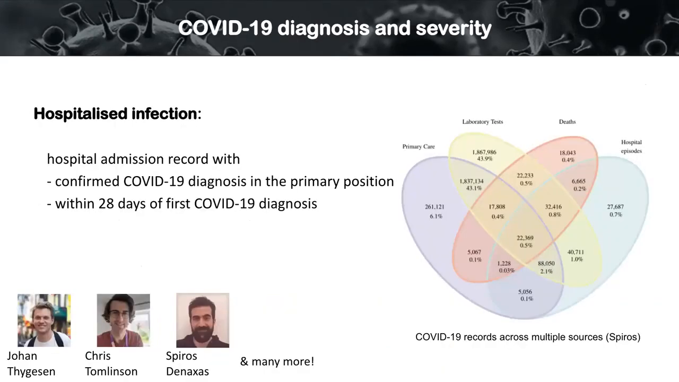For this project, we needed a definition of a COVID-19 diagnosis and its severity, which we defined as two classes: hospitalized or not hospitalized. This is based on the wonderful phenotyping work done by the UCL team. Hospitalized COVID is defined as a hospital admission record with a confirmed COVID-19 diagnosis in the primary position within 28 days of the first COVID-19 diagnosis. Of the 1.4 million COVID diagnoses that we have, 0.1 million had hospitalized COVID-19.